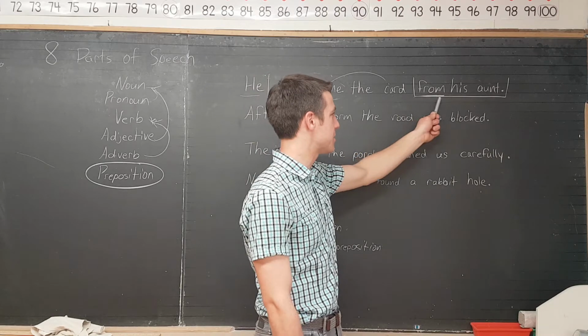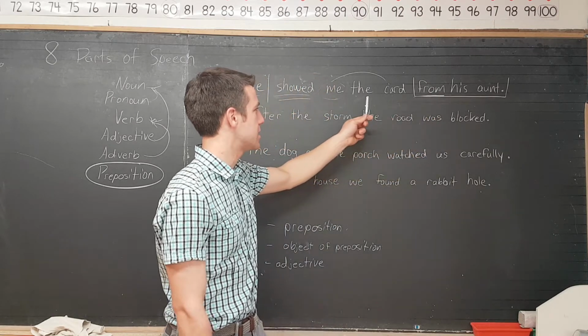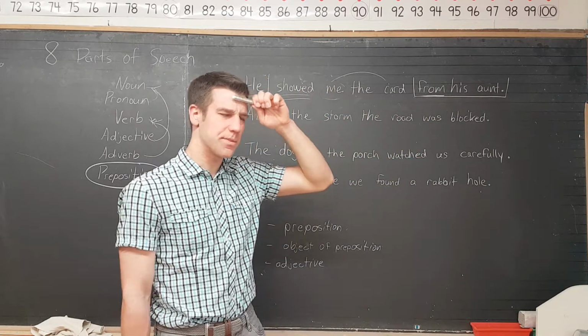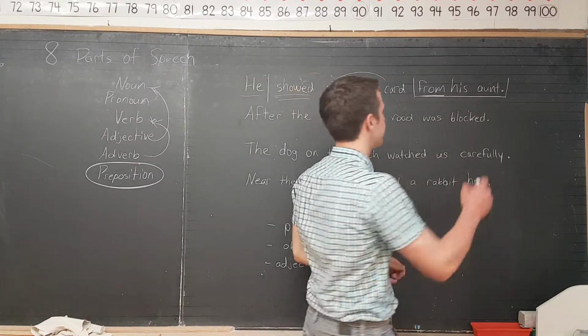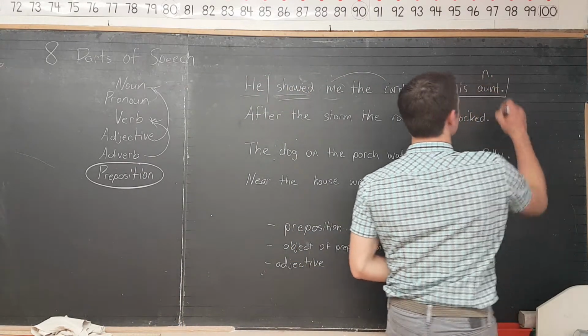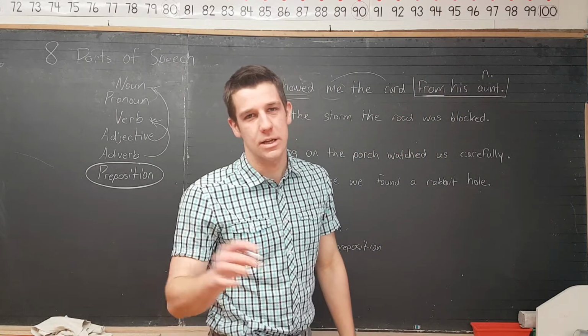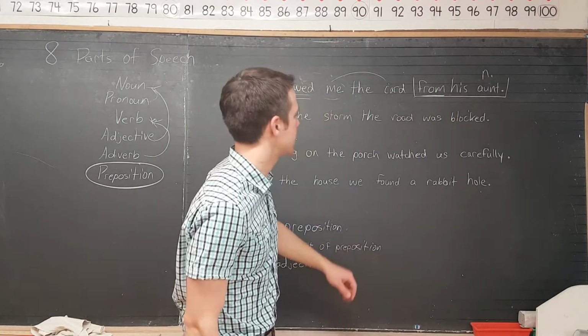So back to the prepositional phrase, from his aunt. So notice how aunt is a noun. If you hear Mr. Ben in the background, that's okay. He's just reading to himself because he likes to do that.